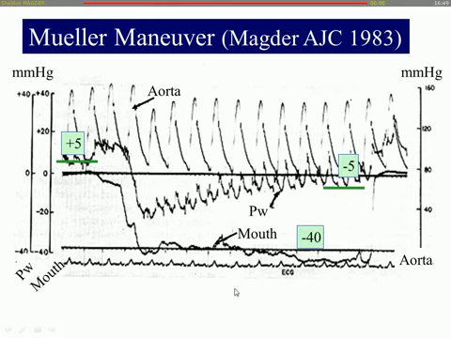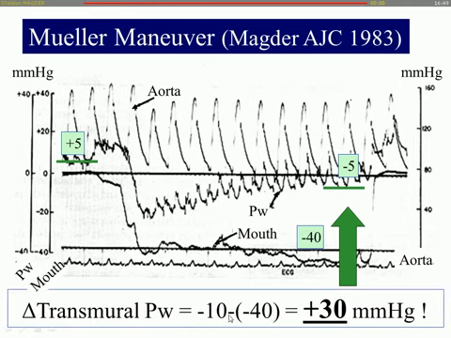But the transmural pressure here is the -10, from the 5 to -5, minus the outside pressure, which is -40. It actually went up by 30 millimeters of mercury. So even though this value looks like it's below 0, it's really about 35 millimeters of mercury.